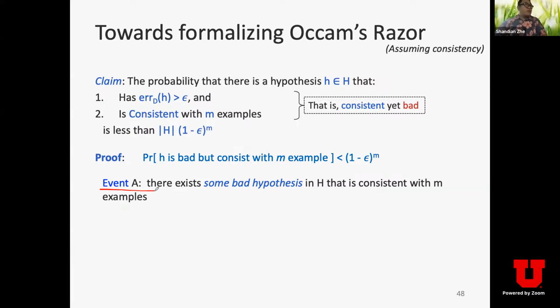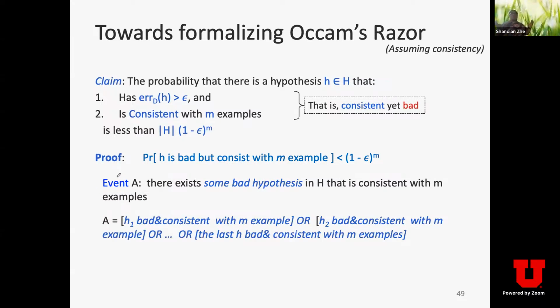So let us define event A. Event A says there exists some bad hypothesis, meaning that there exists some hypothesis whose true error is bigger than epsilon, there exists some bad hypothesis in big H, yet is consistent with M training examples. So we want to know what's the upper bound of the probability of event A. That's our goal.